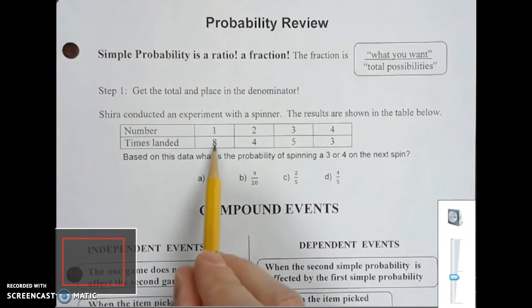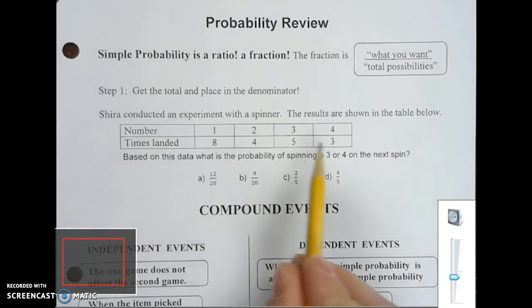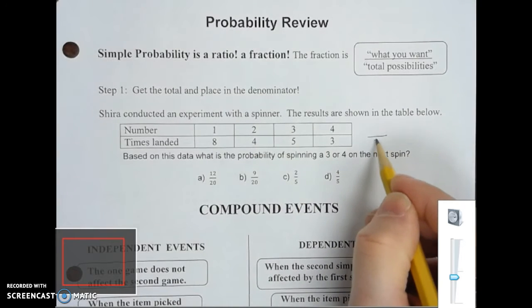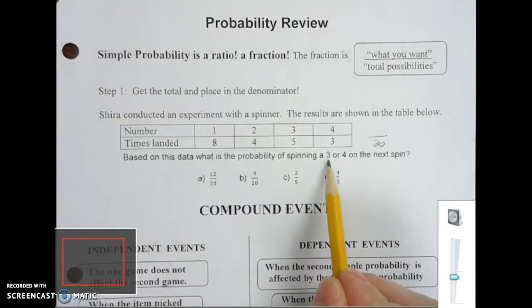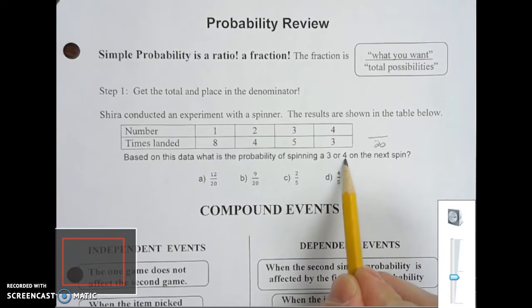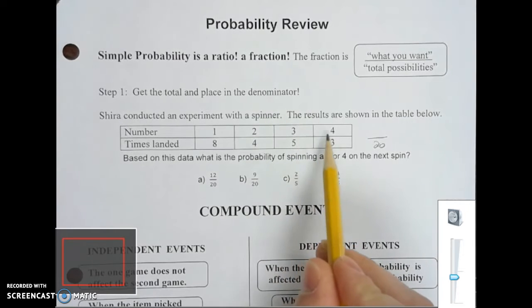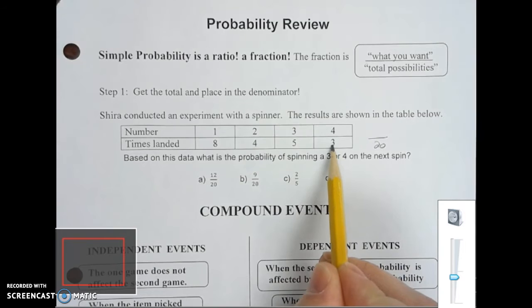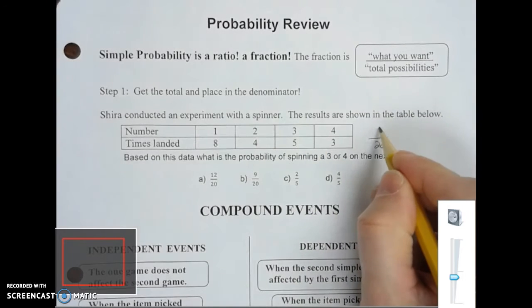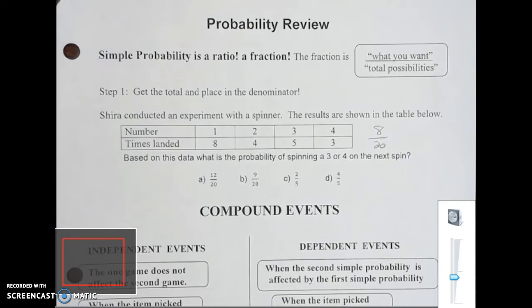So I count these up. 8 and 4 is 12, and 5 is 17, and 3 makes 20. So I know that my probability is going to be something out of 20. Now I'm interested in figuring out how many times it landed on a 3 or a 4. So I look here at these two values. That's the 3 and the 4. It landed on the 3 5 times and the 4 3 times. 5 plus 3 makes 8 out of 20. So this would be our probability here, 8 out of 20.